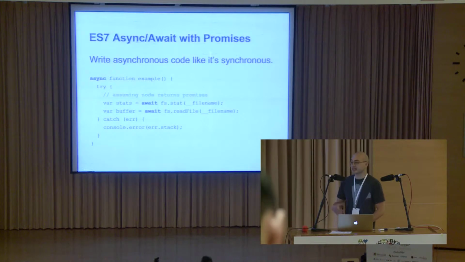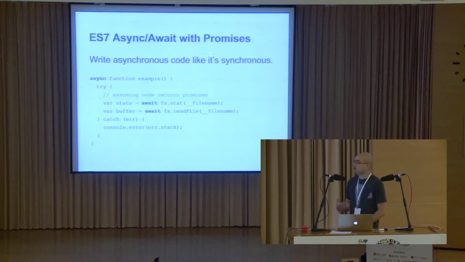So in ES7, which is going to come out next year, we could finally write asynchronous code like synchronous. This might look confusing to you, but what it basically is is a special type of function called an async function. Suppose Node returns promises, which they don't plan to do anytime soon, which sucks. But assuming they return promises, you could do asynchronous calls. Suppose fs.stat returns a promise, you can await it and get the value like synchronous code.